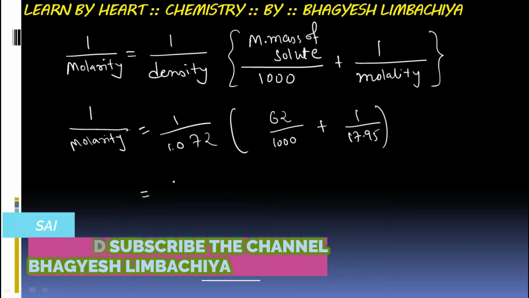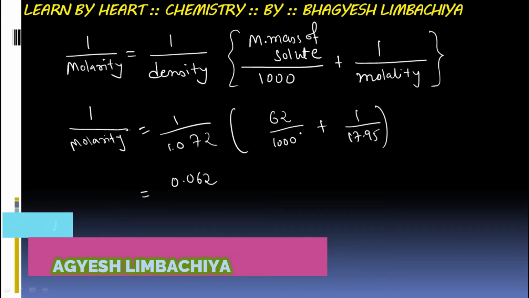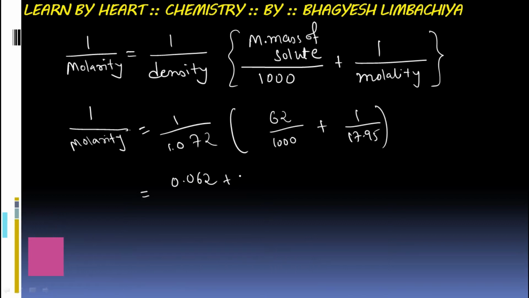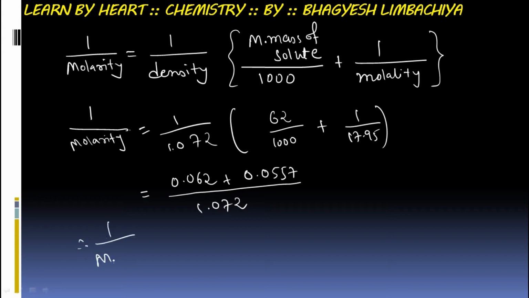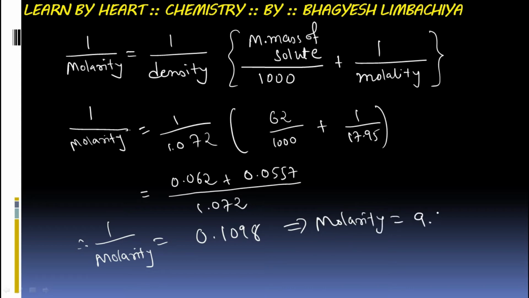So overall it will be 0.062 plus reciprocal of 17.95, it is 0.0557, and it is divided by 1.072. So 1 by molarity equals 0.1098, and the reciprocal of this value will be our molarity, and it will be 9.11 molar.